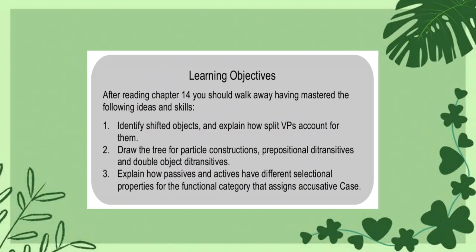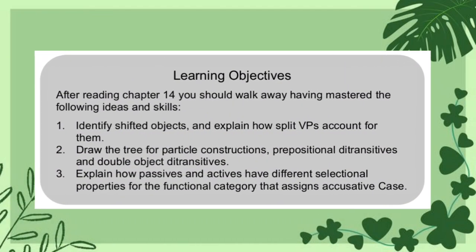Now for the learning objectives. After reading chapter 14, you should walk away having mastered the following ideas and skills. Number 1. Identify shifted objects and explain how split VPs account for them. Number 2. Draw the tree for participle constructions, prepositional ditransitives, and double object ditransitives. And lastly, number 3. Explain how passives and actives have different structural properties for the functional category that assigns accusative case.